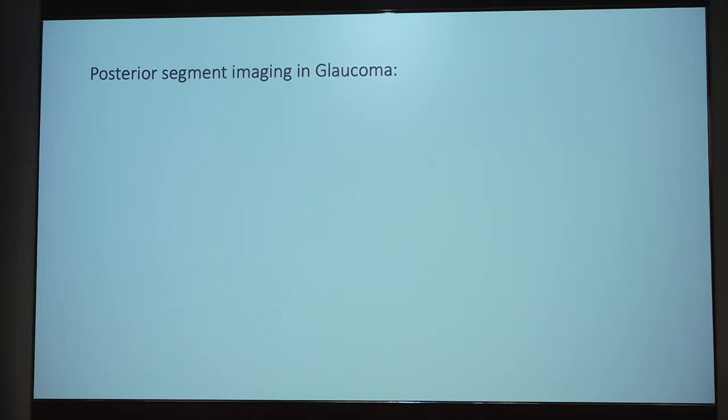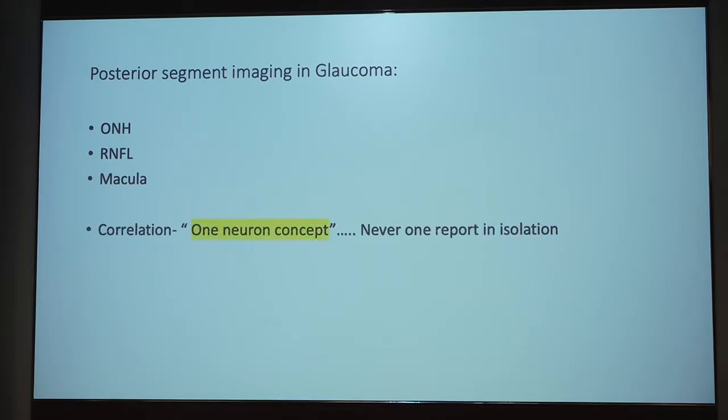So posterior segment imaging in glaucoma consists of the ONH, the RNFL and the macula, as rightly pointed out by Swati. The correlation of these three and the one neuron concept is very important, and we have to never report each and every structure in isolation, which was the mistake committed in the last few decades. Masterly workflow makes the difference between use and abuse is something that we should know.